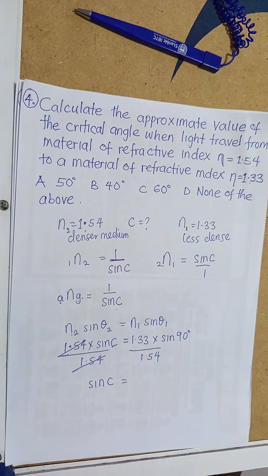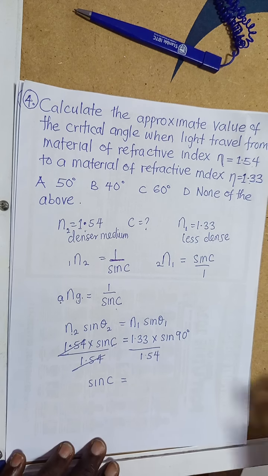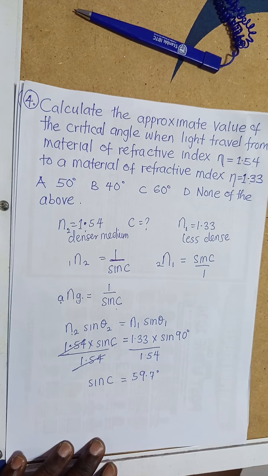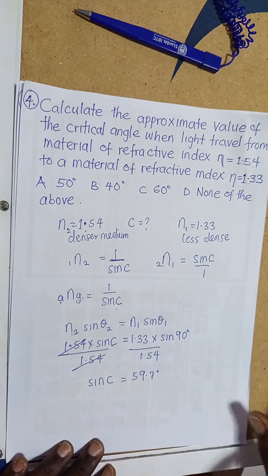1.33 times sine 90 is 1 divided by 1.54. So that means 1.33 divided by 1, because sine 90 is what? Is 1. It gives us 19/22. Then check the sine inverse of that. Another 59 point what? 0.7. 59.7. That is your B answer.